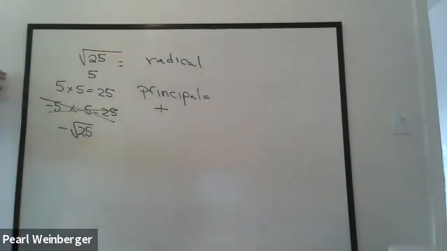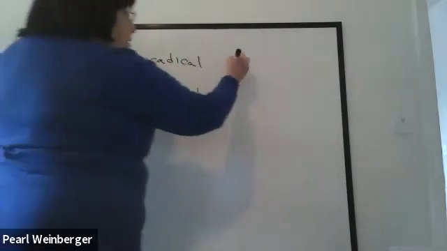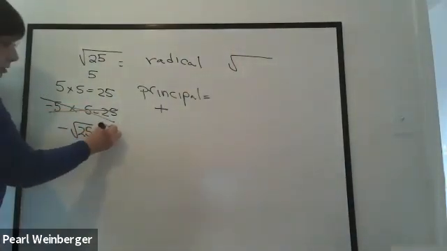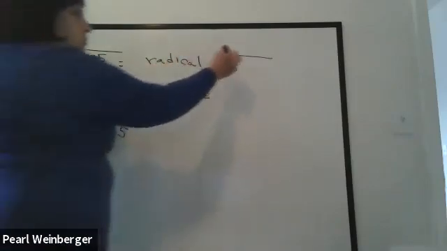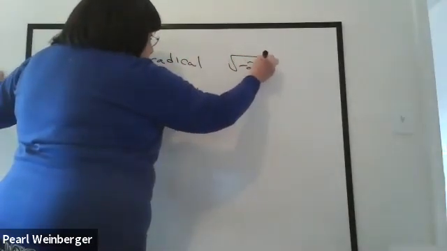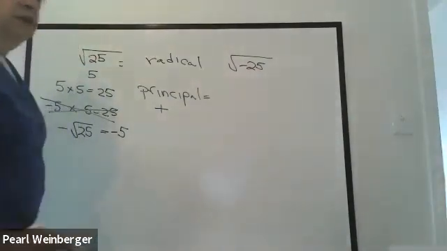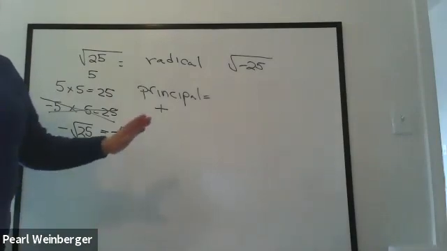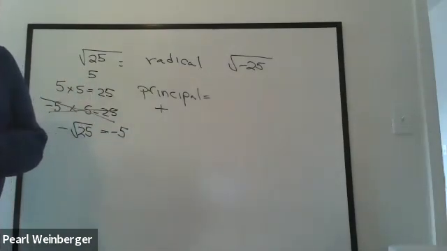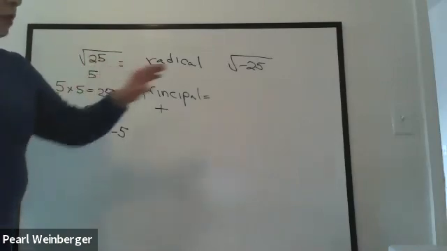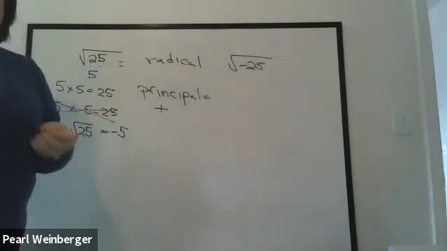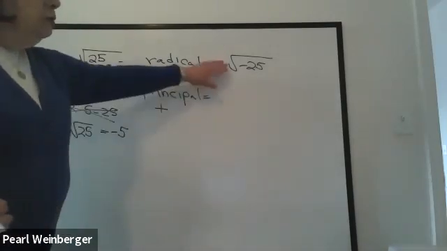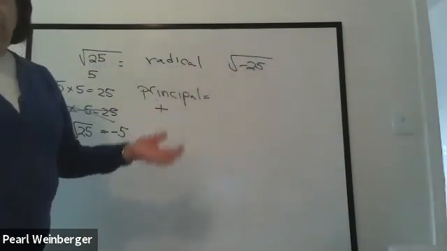Now, when we're talking about negatives, notice we could put a negative on the outside, but we don't put a negative on the inside. This square root of negative 25 doesn't exist in real numbers. We're going to talk about a little later in the chapter a special set of numbers where we can deal with this. But in the real numbers, the numbers that we deal with on a regular basis, we can't deal with the square root of a negative 25.